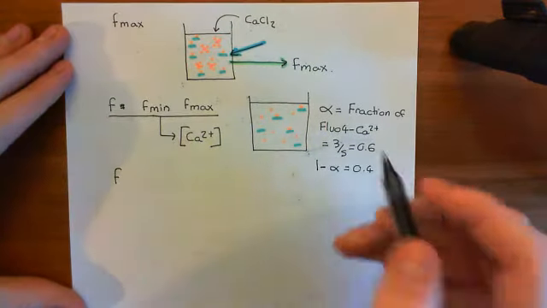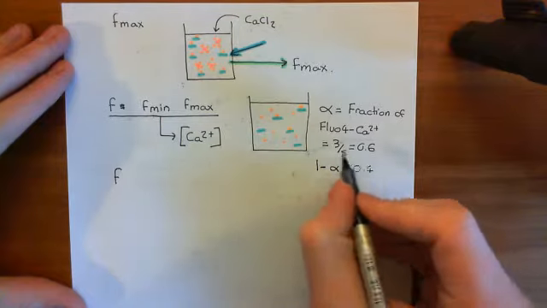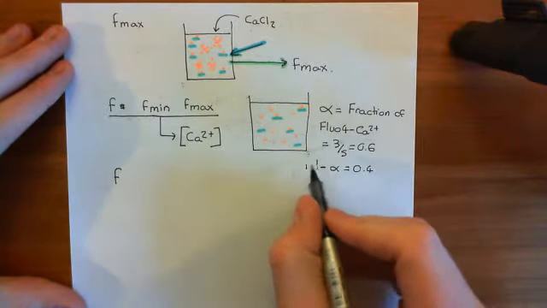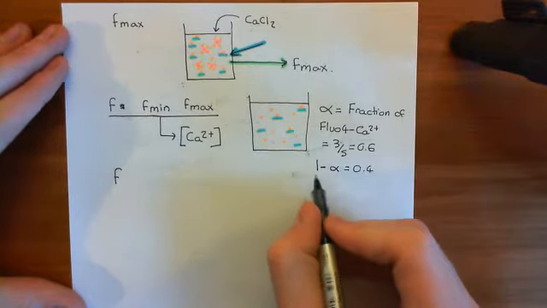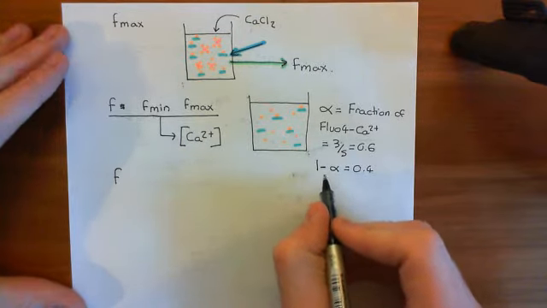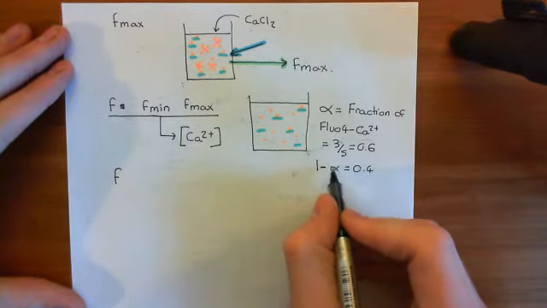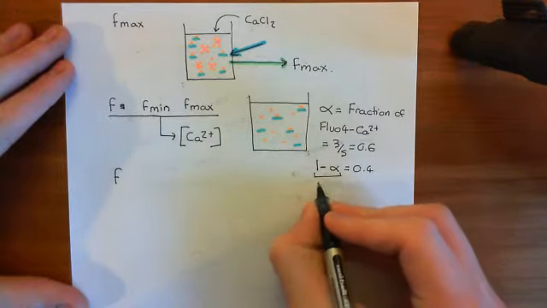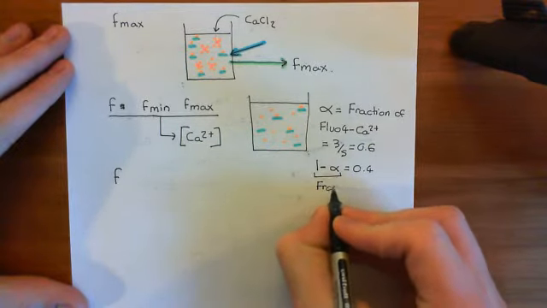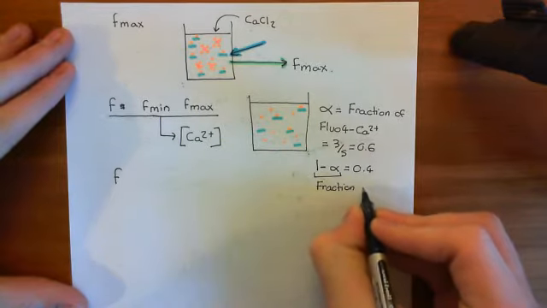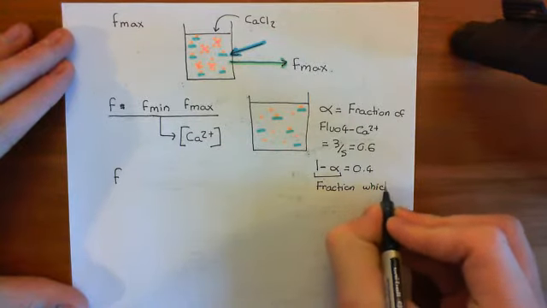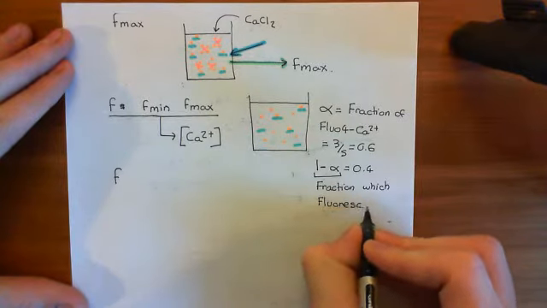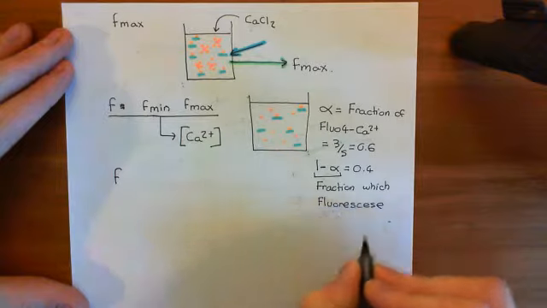obviously correct. It's what's left, because the ones which do have calcium bound to them plus the fraction that don't has to add up to 1, and therefore we can get the fraction that doesn't have calcium bound by taking 1 and subtracting off the fraction which does. So this is the fraction that will be fluorescing at the lower level. Fraction which fluoresce at low level. How do you spell fluoresce? Fluoresce, I'll go for that.